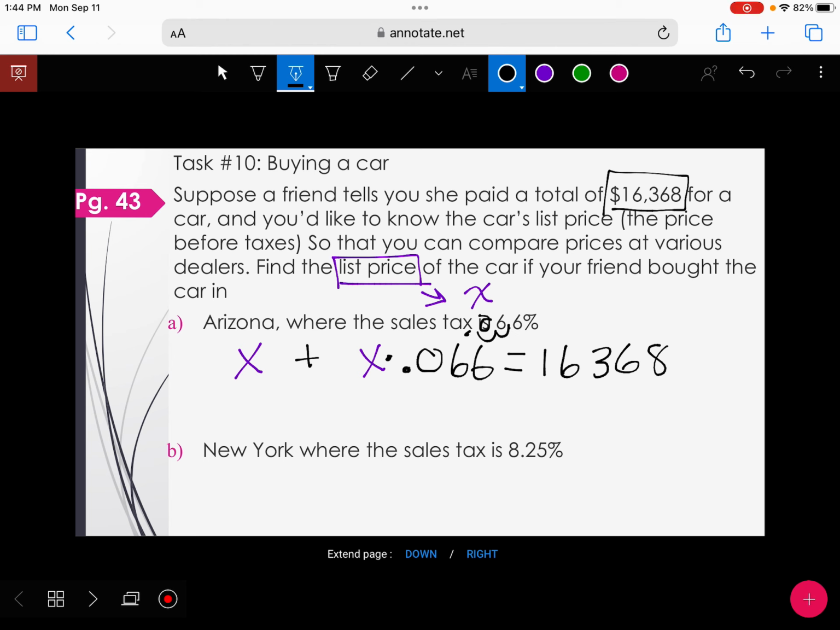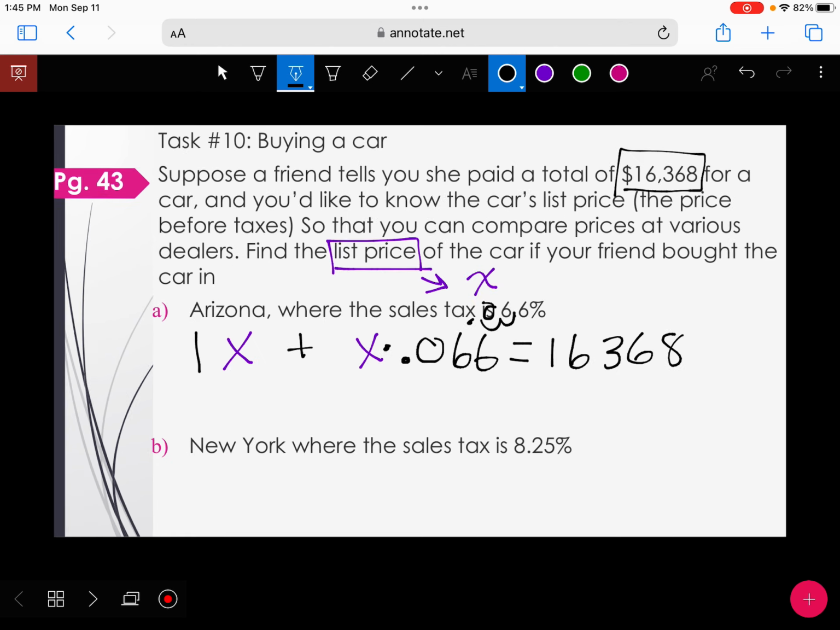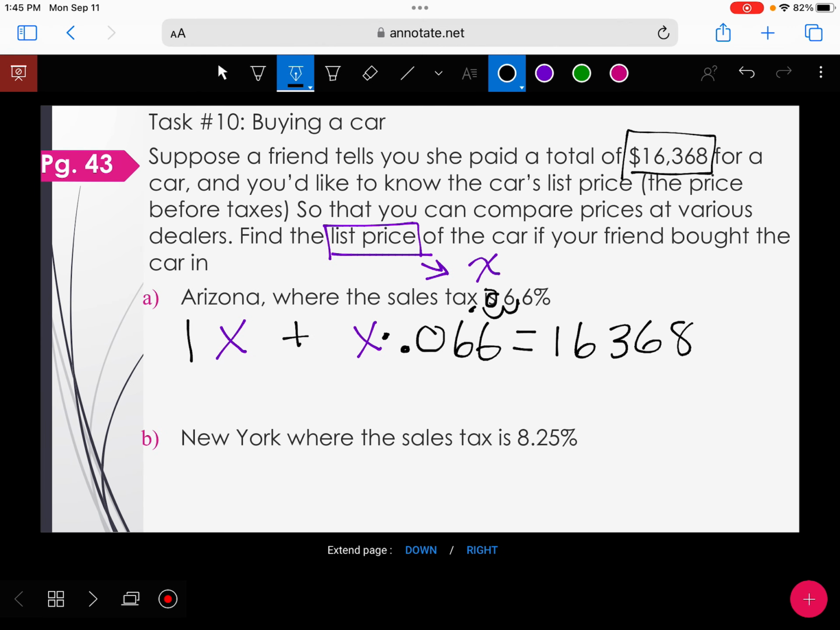So if this is 1x and this is 0.066 times x, can I combine those together? To what? Not 2x. That would be if I'm multiplying. What I have here is 1x plus, I'm just going to switch this around, 0.066x equals 16,368.